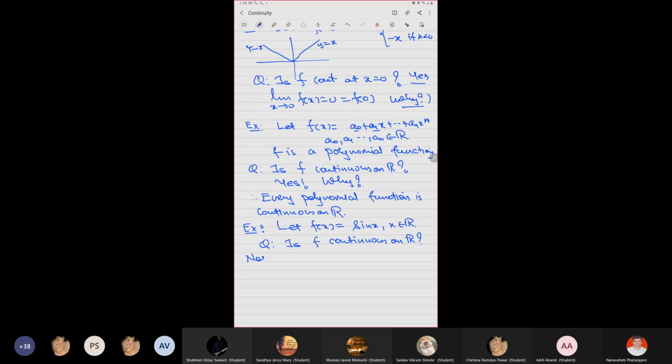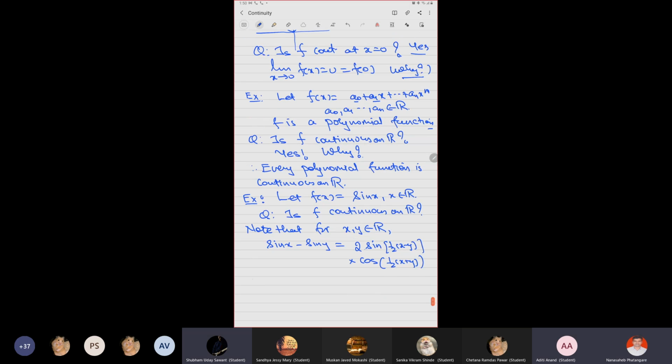So note that for any real numbers x and y, what is sine x minus sine y? Is it the same as 2 times sine of x minus y into cos of x plus y? Is it true? Use the angle formula. You check this. Yes, sir, correct. So it is true for any x and y.